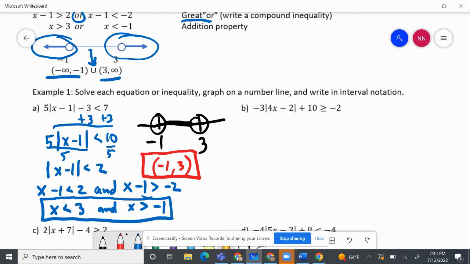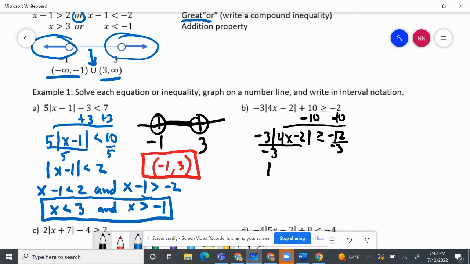So for letter B, we first subtract the 10, and that gives us -3 times the absolute value of 4x minus 2 is greater than or equal to -12. We divide it by -3. Remember, when we divide by a negative, we flip the inequality, and that becomes a +4.